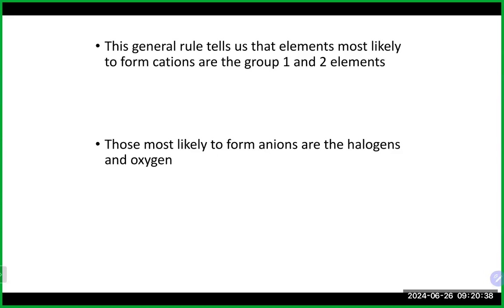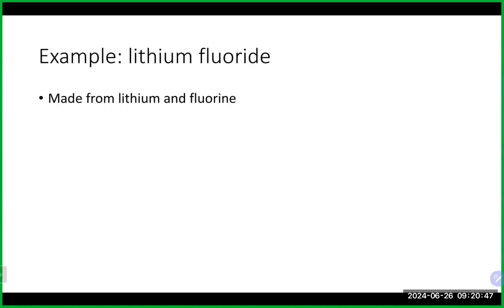In the upper right, where oxygen is, we're going to see a lot of anions and negative charges being formed. So let's take a look at an example of an ionic compound, and that's lithium fluoride. It's made up, obviously, of lithium and fluorine.